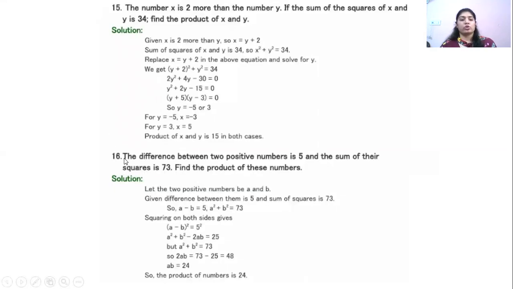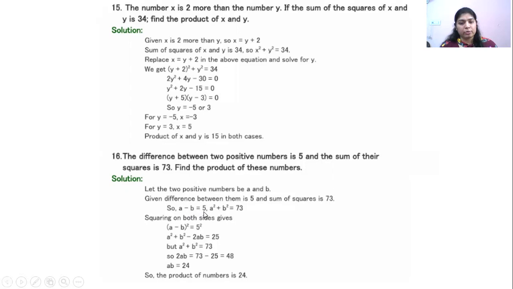Now see question number 16 first. You just look at this question. The difference between two positive numbers is 5. That means if a and b are the two positive numbers, then the difference between them, a minus b, is equal to 5. And the sum of their squares is 73. Sum means plus, of their squares. That means a square plus b square gives you 73. Find the product of these numbers.